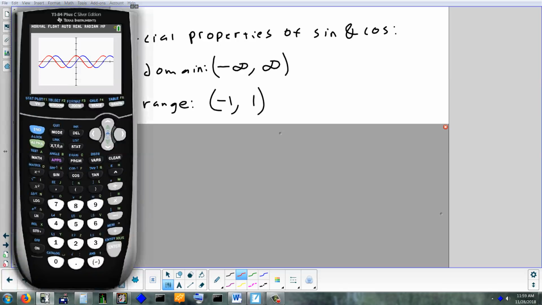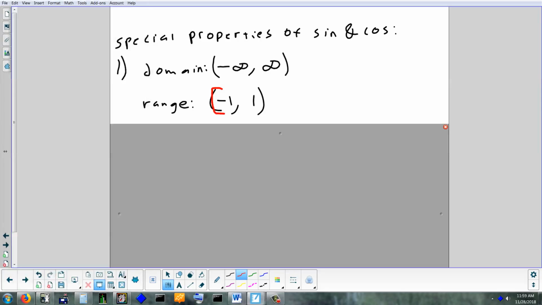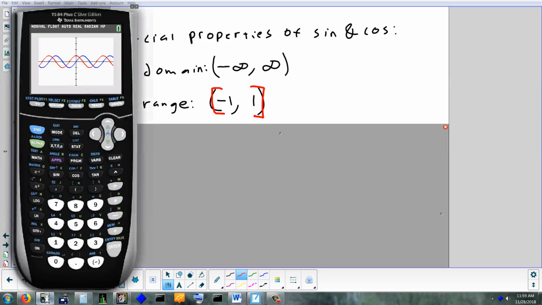And what I'm trying to show you is if you look at the red and the blue waves, how high does it look like they both go? 1. How low? -1. They're always between 1 and -1 on the range. Okay? And actually, technically, you can make that a bracket because it does hit 1 and -1. So that should be a bracket. And the domain, well, they just go left and right forever. If you zoom out, you're just going to see more waves. So they go on forever, left and right.